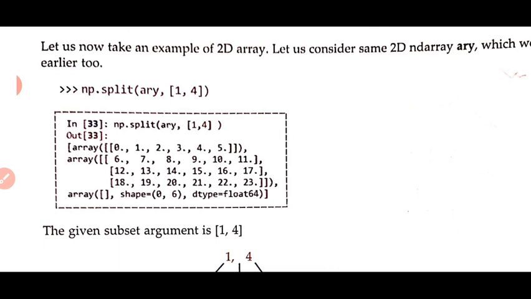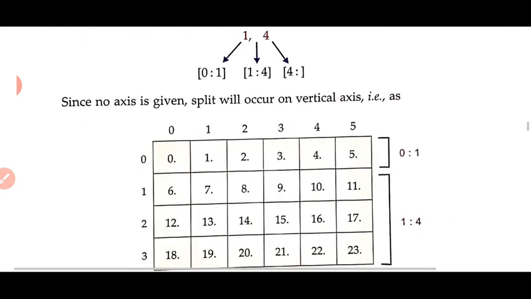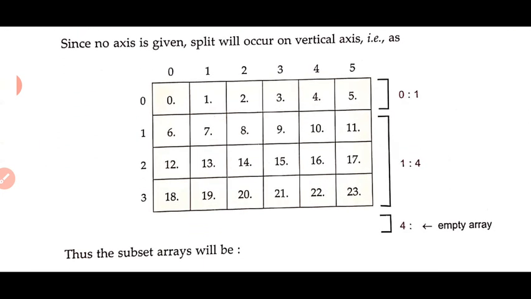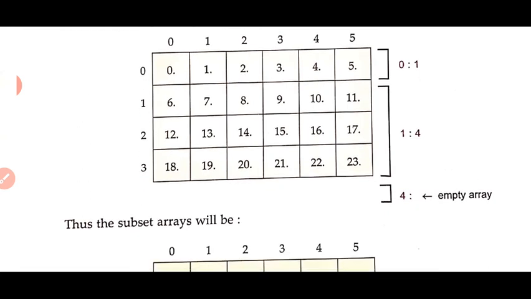So you can see in the output 3 arrays are written, 3 subsets: one with the value row number 0, second with row numbers 1, 2 and 3, and third with empty value. So it is known as an empty array. Nothing is there, so empty. Same, see it is written here also. 0 to 1 means 0 only, 1 to 4 means 1, 2 and 3 only, and 4 to end, nothing is there, so empty.